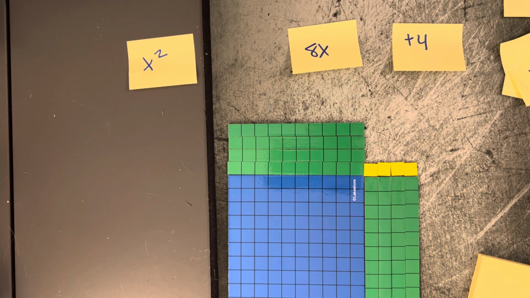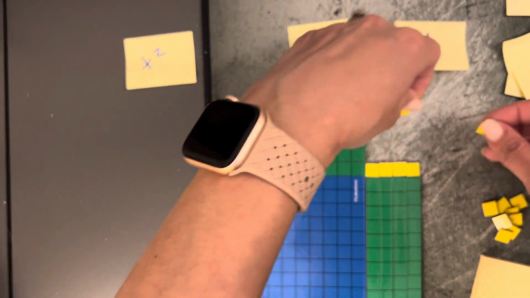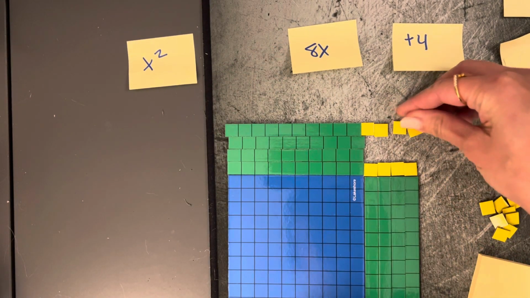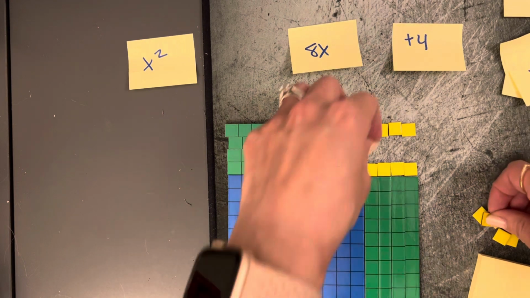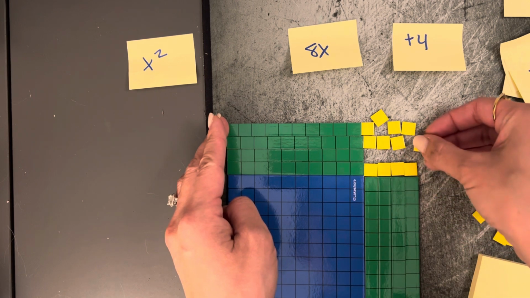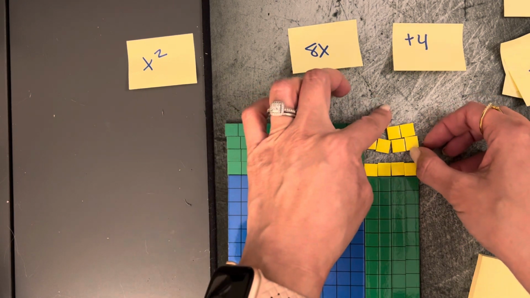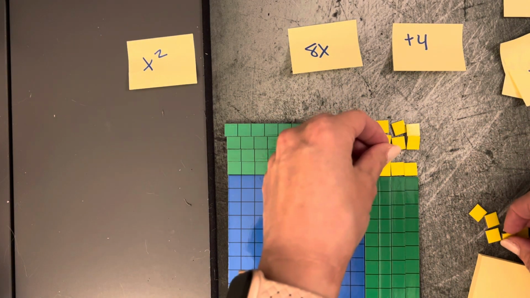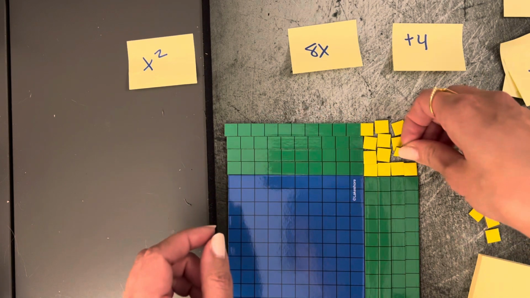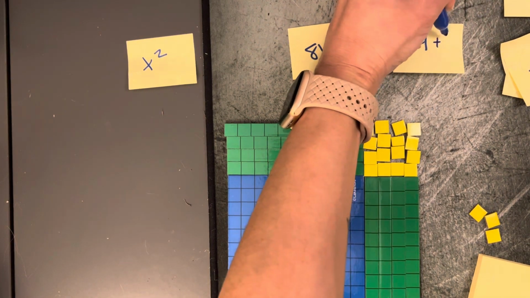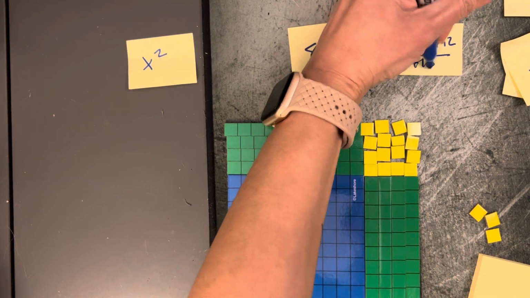So I'm going to get a few more squares here. And we're going to add 1, 2, 3, 4, 5, 6, 7, 8. Oops, I did not do a great job of that. 8, 9, 10, 11, 12. Okay, so I had to add 12 to fill in what I needed to make that 16. So I added 12 here, and that gives me plus 16 instead, right?